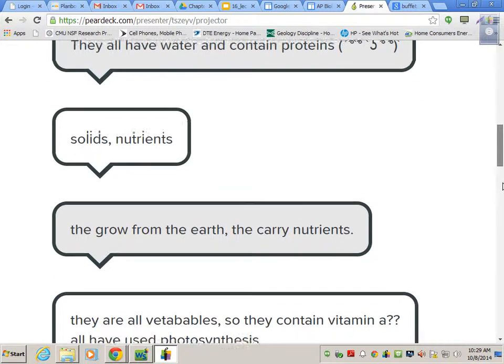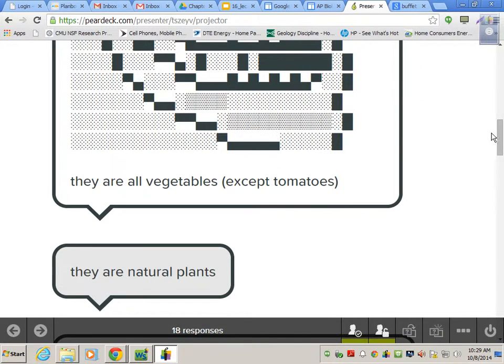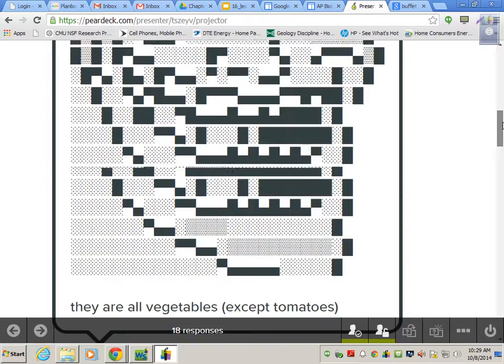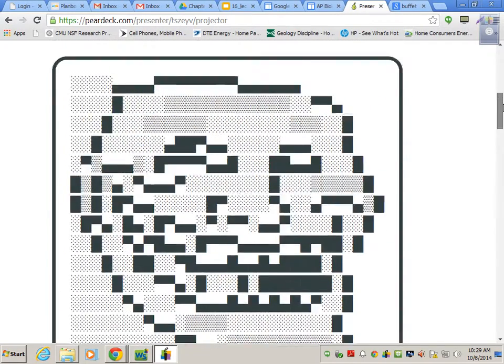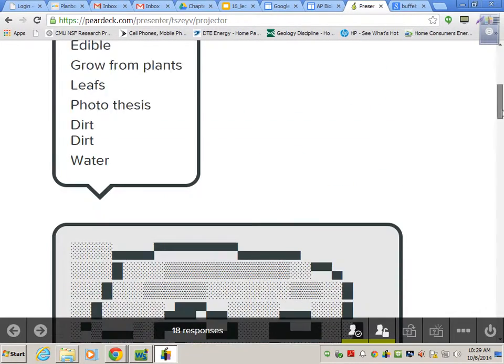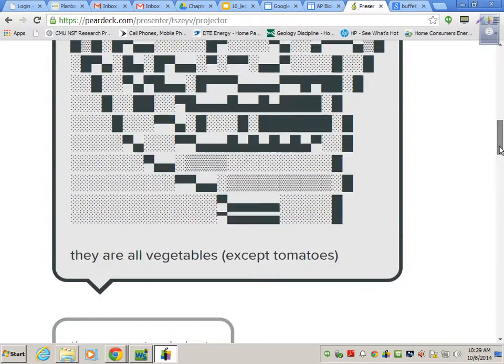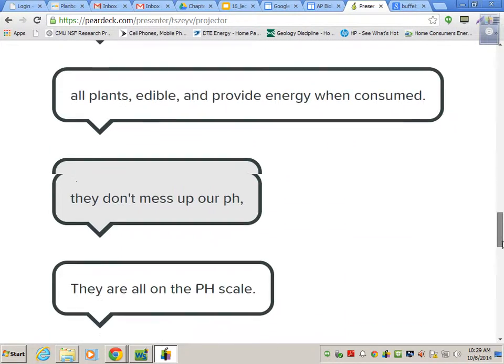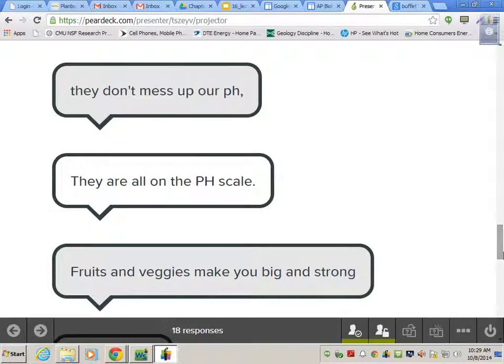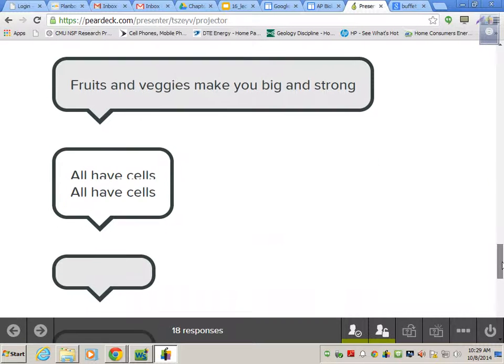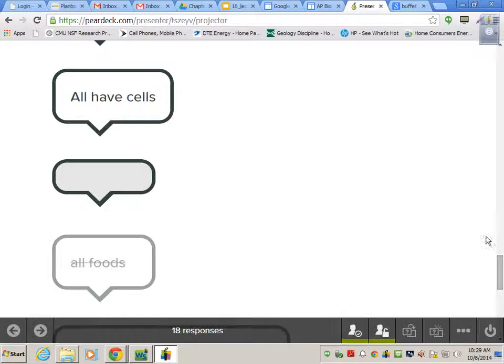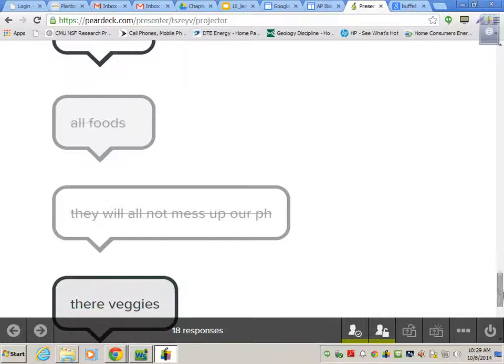Ooh, I like that. They grow from the earth. Oh, dear. Okay, they're all vegetables except tomatoes. Okay, pH, you guys referred to yesterday. All right. They have cells. Oh, I like the cells. That's cellular biology. We aren't there yet, but we're getting there.